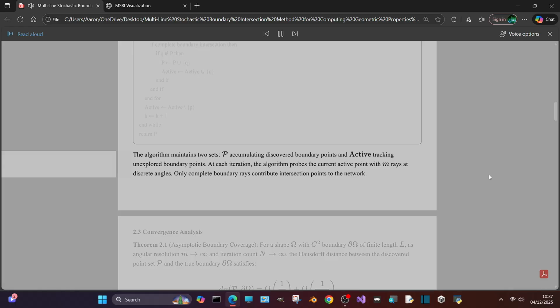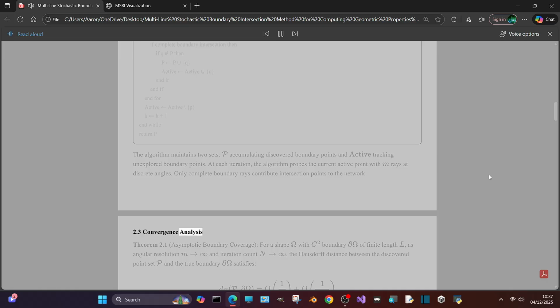The algorithm maintains two sets, accumulating discovered boundary points and tracking unexplored boundary points. At each iteration, the algorithm probes the current active point with rays at discrete angles. Only complete boundary rays contribute intersection points to the network.